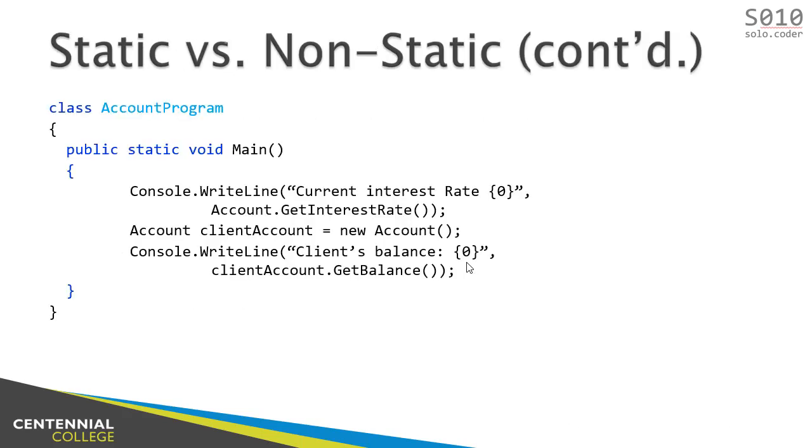Look at this, static and non-static. To get interest rates, we have to use just the name of the class, account. However, to get their balance, we have to declare, create, and then we can access the get balance from an object. One we access from the class, another one we access from the object. You cannot get this here or get this here. It has to be either via the class or via an object.